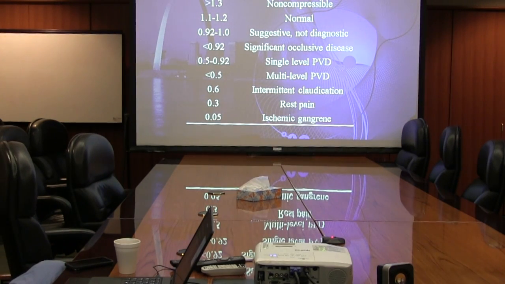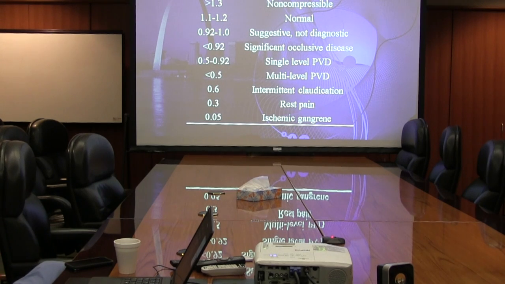So, it's easy to remember that normal is about 1, okay? But there's higher resistance the further we get from the heart, so really a normal value is kind of 1.1 to 1.2. But I like to keep it simple, so I just remember 1. And I explain it to patients, it's a ratio, it's not really a percentage, but if their ABI is 0.5, it's easy for patients to understand that, well, you're getting about 50% of the blood flow you should.